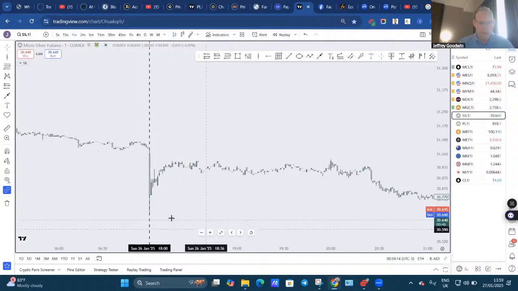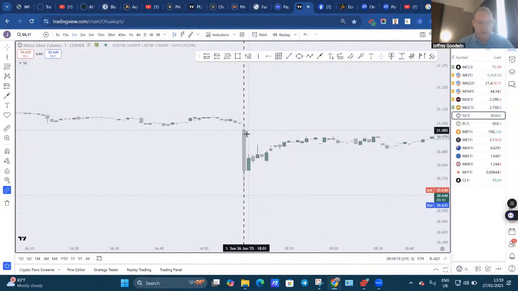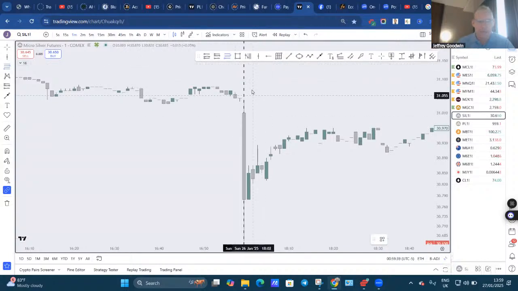It looks like there was a gap at the weekend. So when did this open? Did this body open up here at 310 or down here? Opened up here. So there's a tiny, tiny gap, but there's definitely a gap.